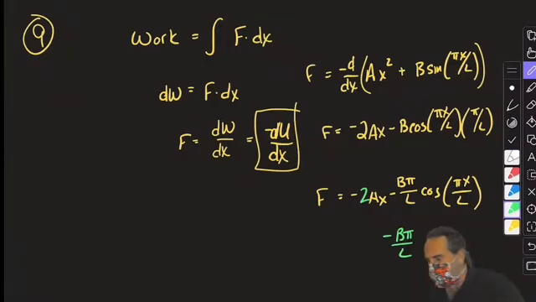So let's look at the next one, the answer for number B. We're putting in L over 2. So when I put in L over 2 here, the L's cancel and I get pi over 2. Cosine of pi over 2 is 0. So that whole term goes away, and I'm left with negative 2a times L over 2, or negative aL.